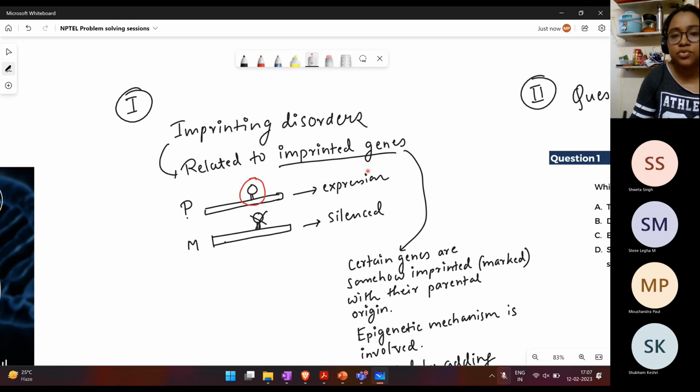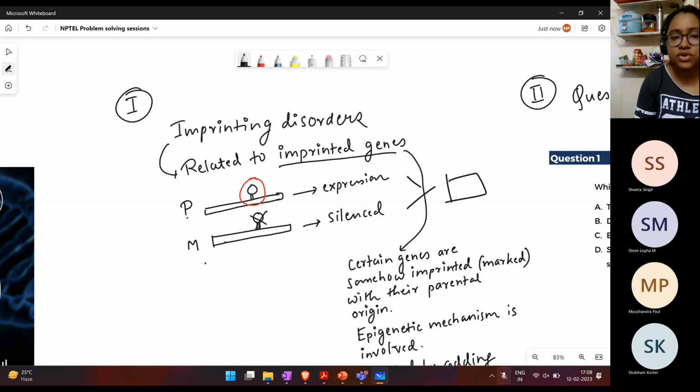So when the progeny, the offspring from mating of mother and father, the child, this is a son, when he receives this paternal copy, then only the expression will happen. But for the gene present in the maternal copy, the expression will not happen. So this is what happens with imprinted genes. Certain genes are imprinted with their parental origin.